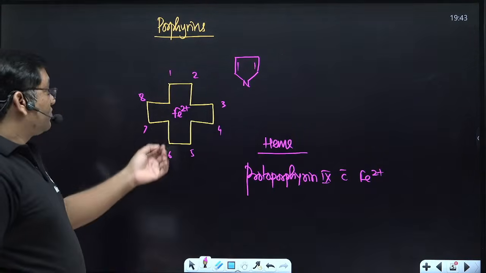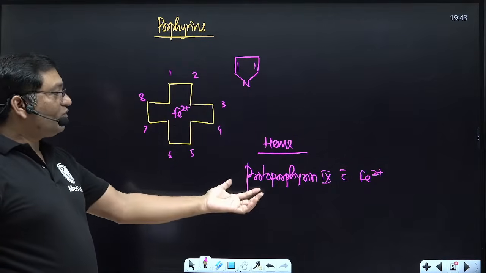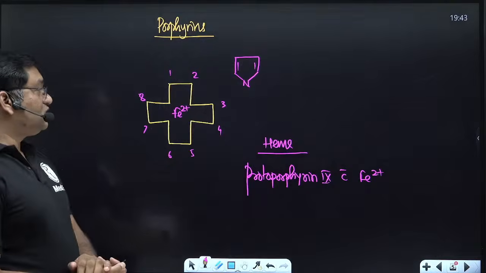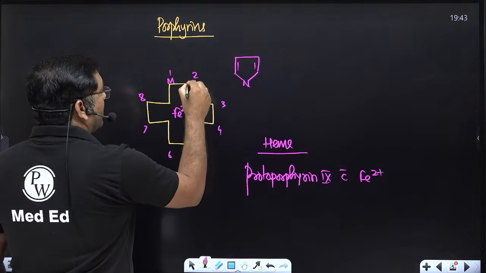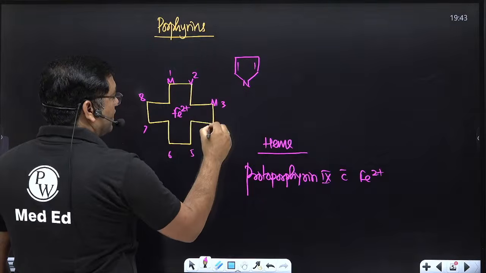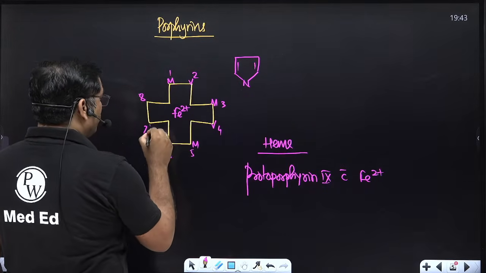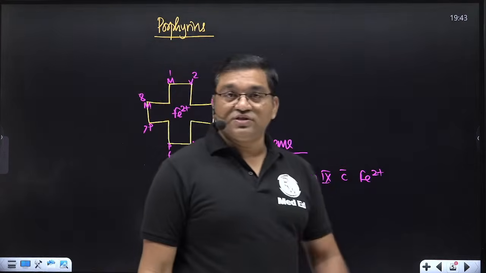So in a hemoprotein, heme is a prosthetic group. Heme is a protoporphyrin 9 with iron at its center. There are 8 substituent positions: methyl, vinyl, methyl, vinyl, methyl, propionyl, propionyl, methyl. These are the 8 substituent positions in the heme.